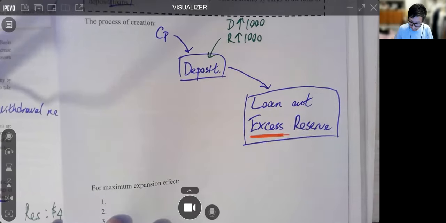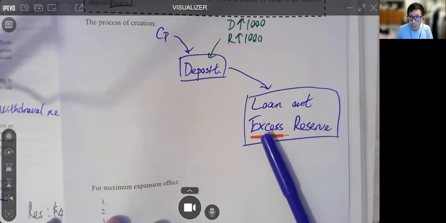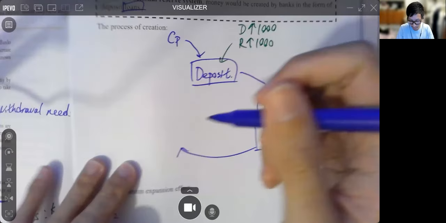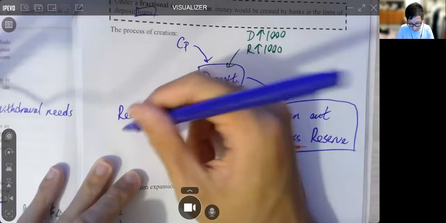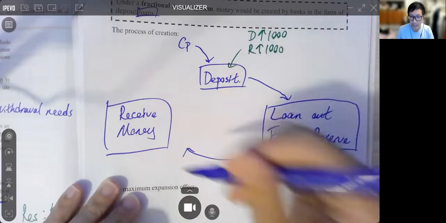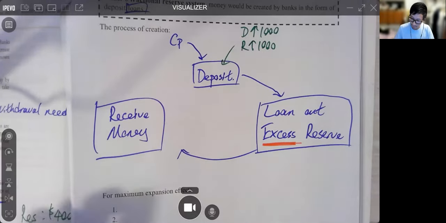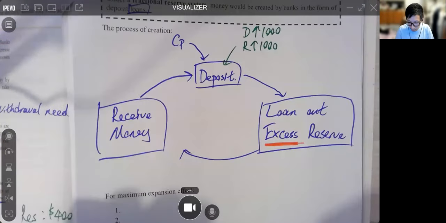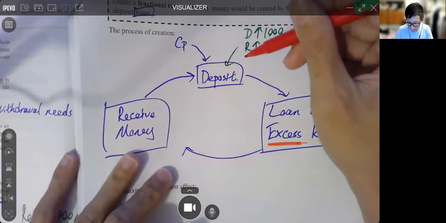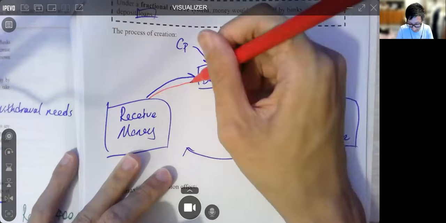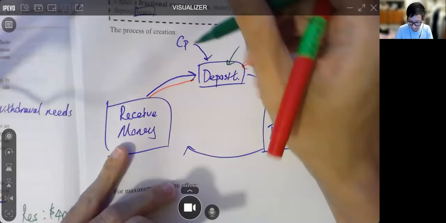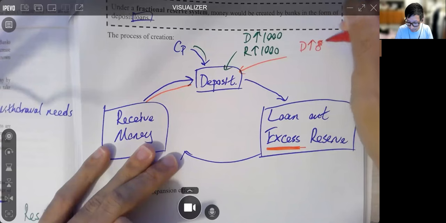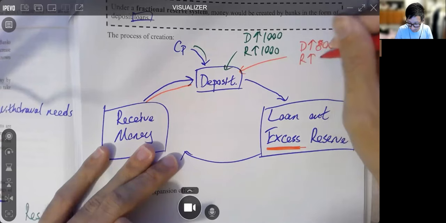Okay, then, let's say now the loan is given to another person, okay? So, another person would receive money. Who will receive the money? What happens? Let's say when they receive money, they put it into another bank as a deposit. Okay, this is our second. This is our first. So this time, let's say the deposit, they loan 800 and the reserve suddenly increased by 800.